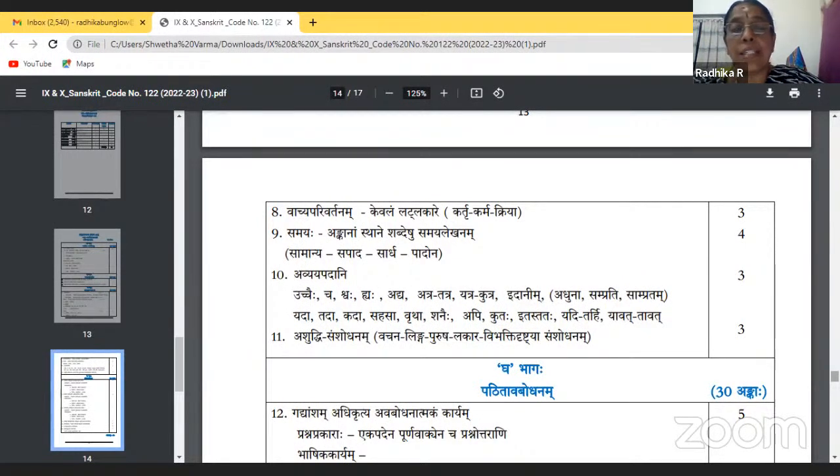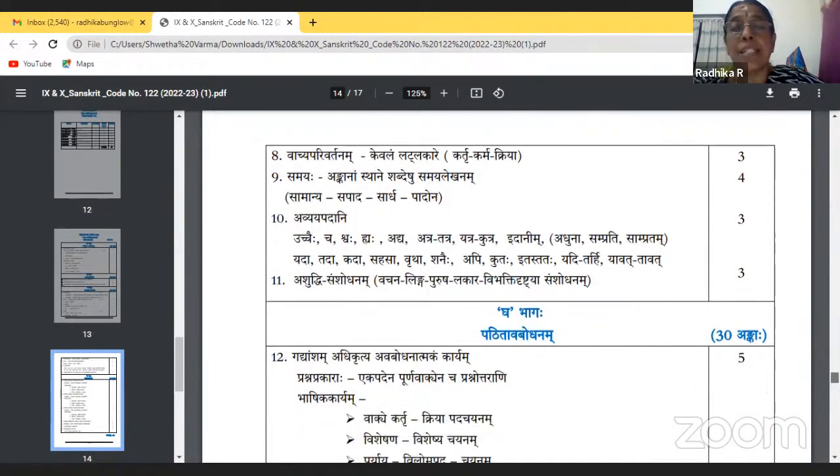Then the question is Avyayapadani, the indeclinables. They are specifically given all the avyayas here: Uchaihi, cha, shaha, yaha, adya, atra, tatra. The twin avyayas are also there: Atra, tatra, yatra, putra, idani, yada, tada, like that.